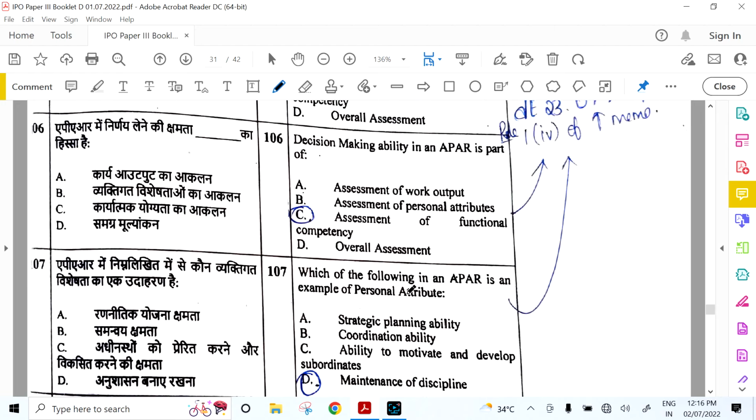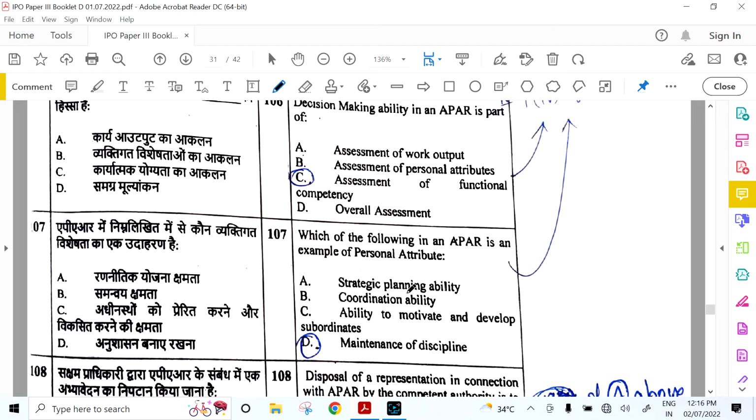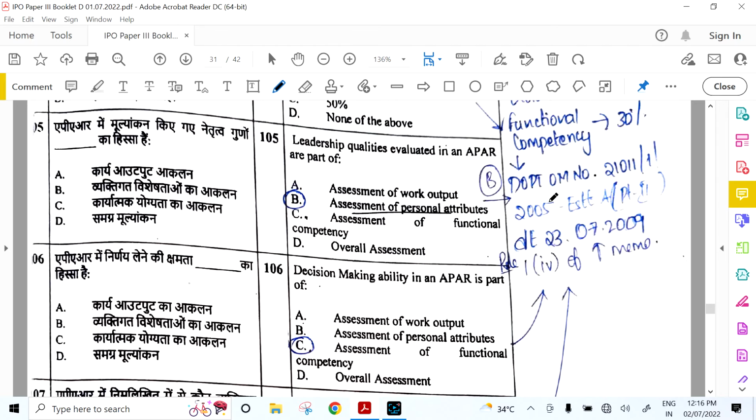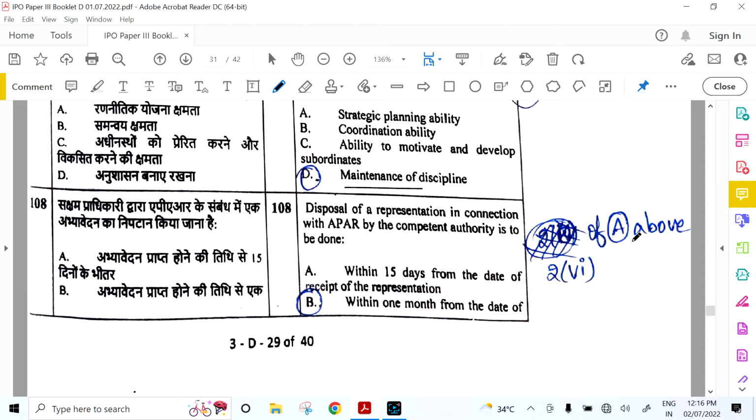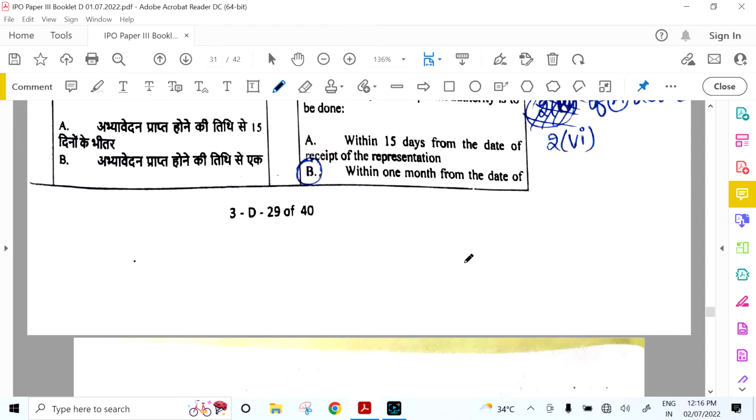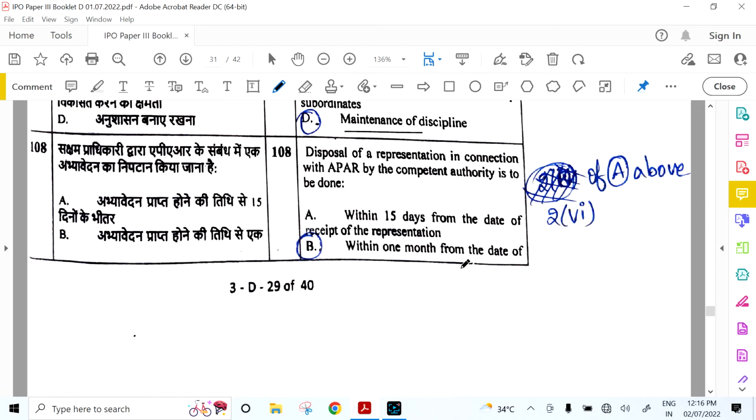Which of the following in an APAR is an example of personal attribute? It is maintenance of discipline. It is as per DOPT OM dated 23/7/2009. Disposal of representation in connection with APAR by competent authority is to be done within 1 month from the date of receipt of representation.